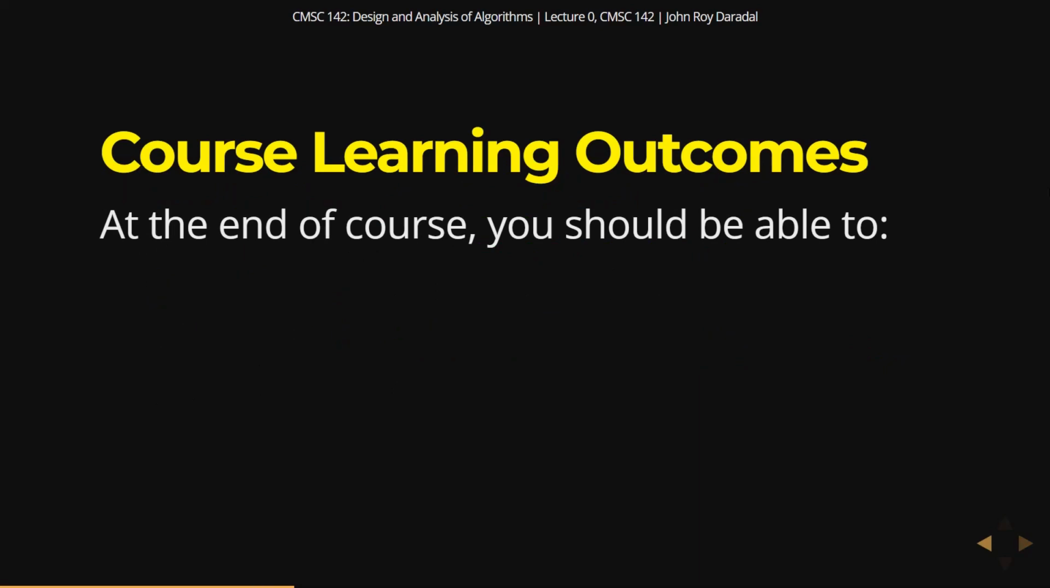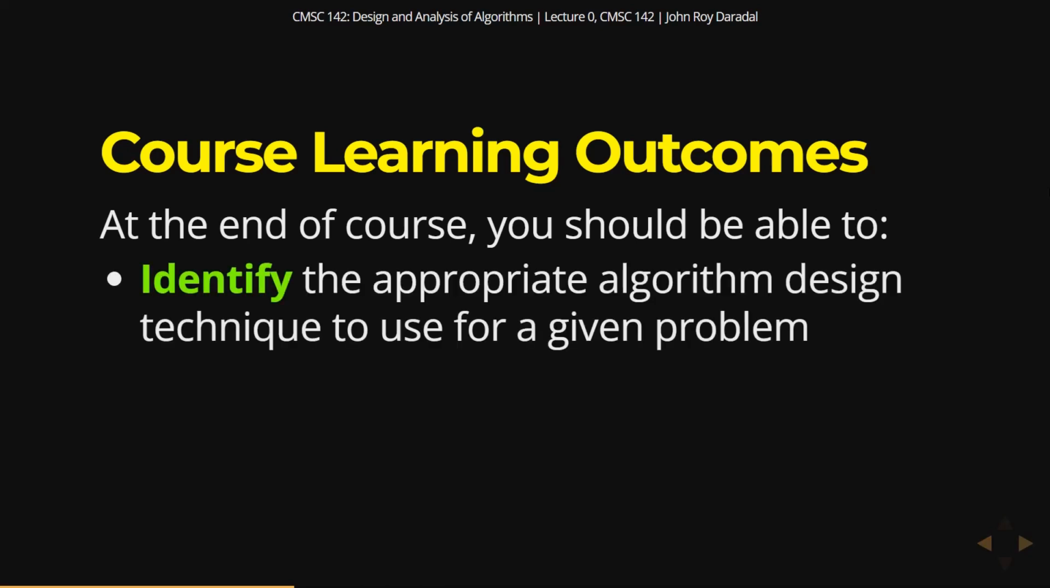Now for the course learning outcomes, at the end of the course, the students of ComSci 142 should be able to, number one, identify the appropriate algorithm design technique to use for a given problem. This is about designing algorithms. If you're presented with a problem, what design technique should you use to be able to solve that problem? You should be able to identify this easily after taking ComSci 142. Should you use divide and conquer? Should you use dynamic programming? Are greedy algorithms enough? Or is this best modeled as a graph problem? You will learn that after the end of the course.